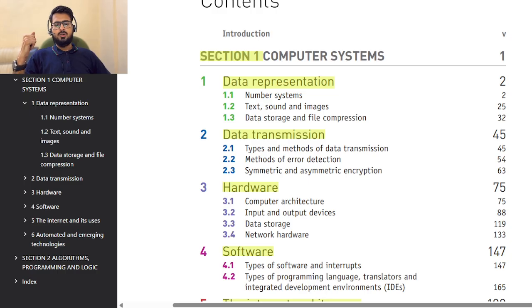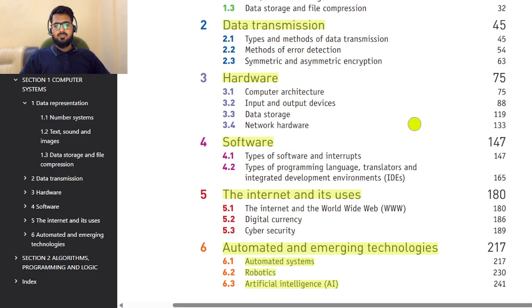And chapter 2 and chapter 5 are linked. Chapter 2 is data transmission, and chapter 5 is the internet. We all know the basic work of the internet, like we are connecting worldwide. That's what the internet is, and that's how we are transferring data across the entire world. So we will discuss those things in depth down the road.